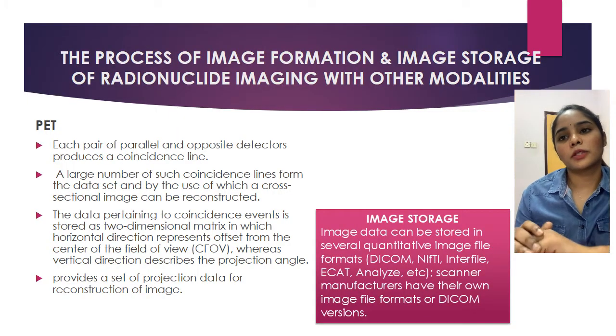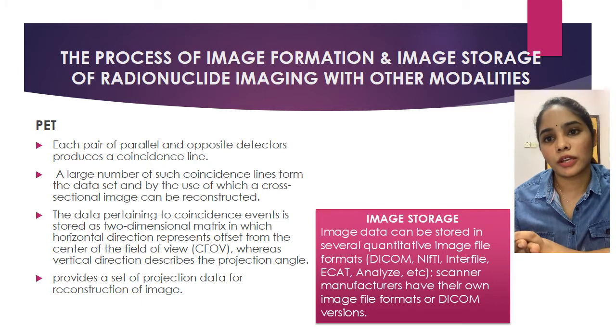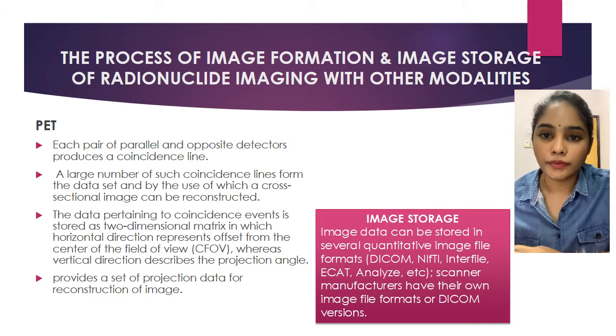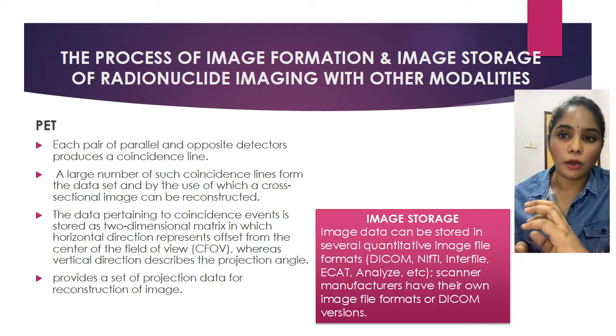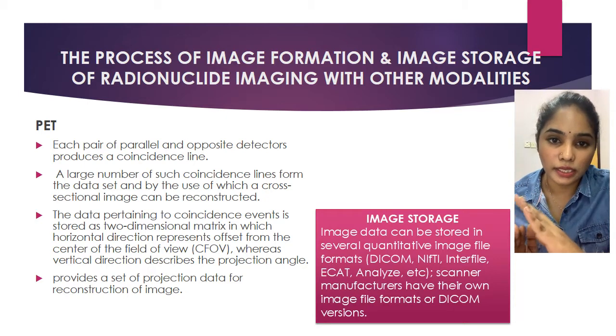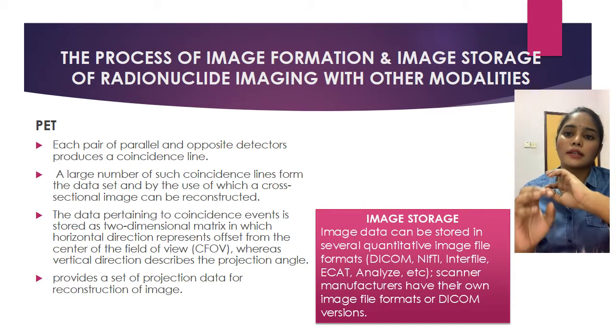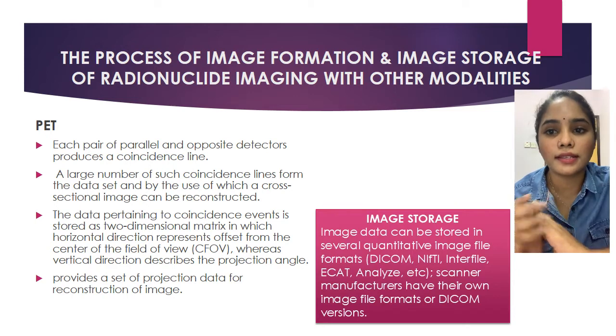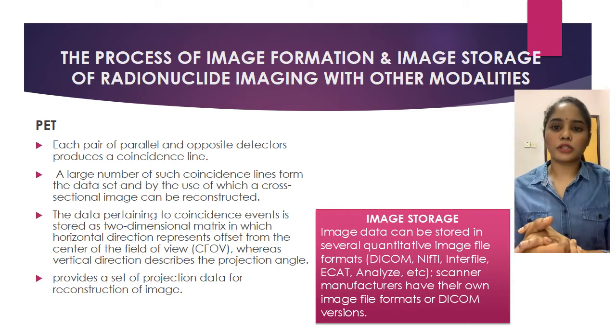Next, I will explain about the process of image formation and image storage of radionuclide imaging and other modalities. Starting with PET scan, each pair of parallel and opposite detectors produces a coincidence line. A large number of such coincidence lines forms the data set, by which a cross-sectional image can be reconstructed.